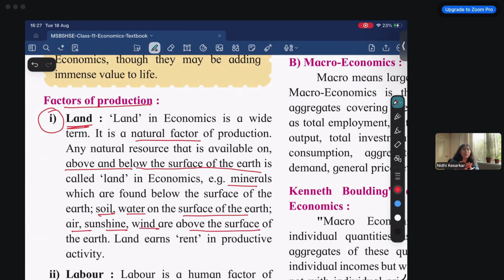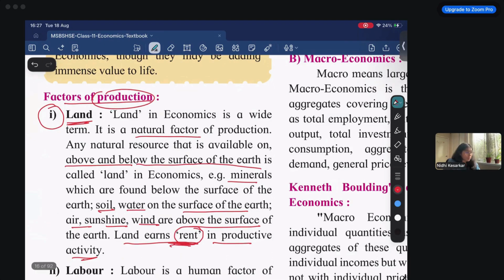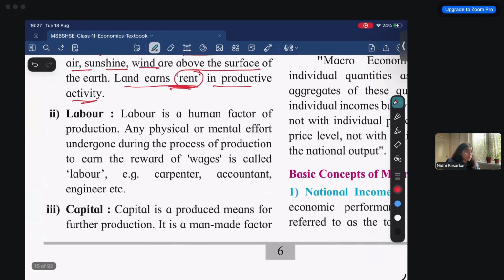Not just the road that you walk on. It will cover what is above as well as what is below the surface. So land earns something called rent in productive activity. So under production, what will land earn? It's called rent.